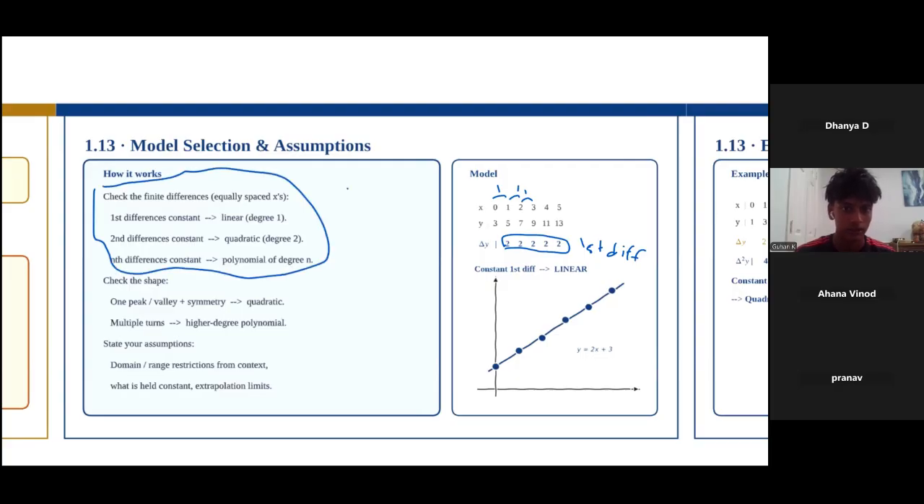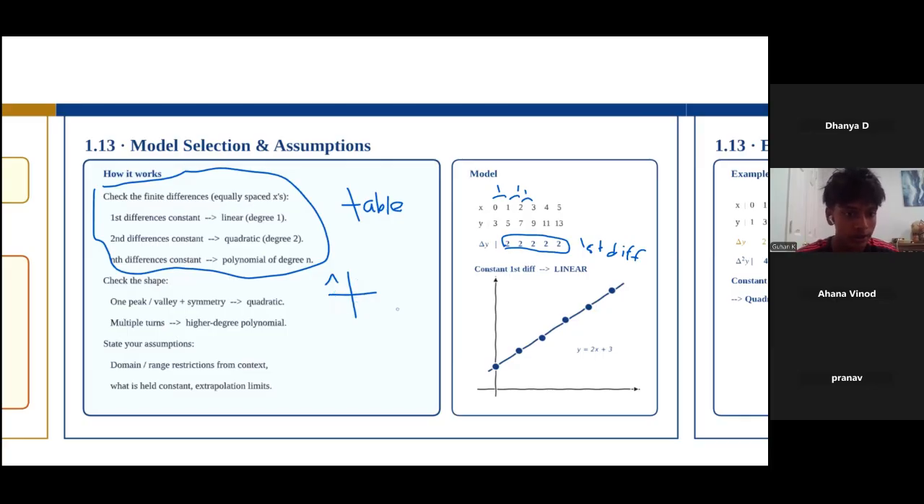But if we want to see from a graph, then we can find out through these indications. If there's one peak or valley and it's symmetrical on both sides, then it's a quadratic. For example, here, this is the one peak, and it's symmetrical on both sides, so it's a quadratic. Another example is like that. Then this is the valley, the lowest point, and both sides are symmetric. So again, it's a quadratic.